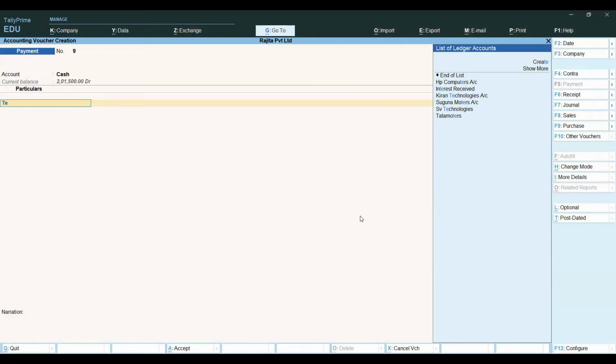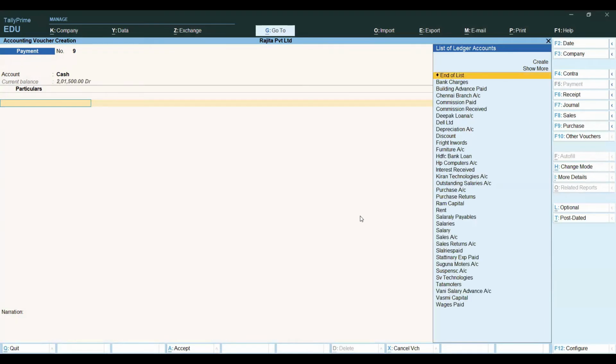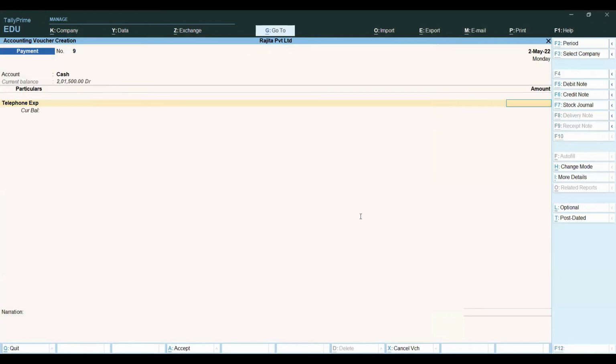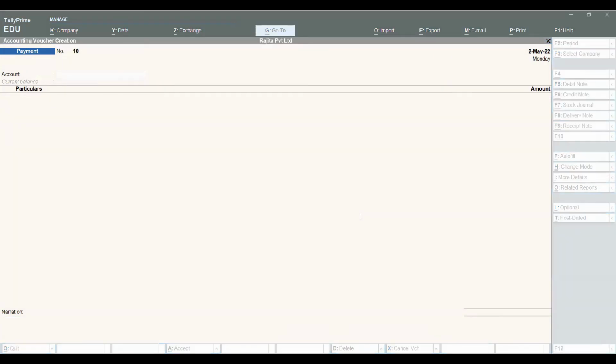Here telephone expenses, ma. We don't have that ledger. I am creating, ma. All to see telephone expenses. It comes under indirect expenses, ma. What is your estimation of telephone expenses? 2,000 rupees. Enter, you can save it. Next, ma. Goods purchased on credit from Mrs. Linga agencies, 1 lakh rupee, ma. Okay, ma'am. So I am making a purchase voucher for the goods purchase.